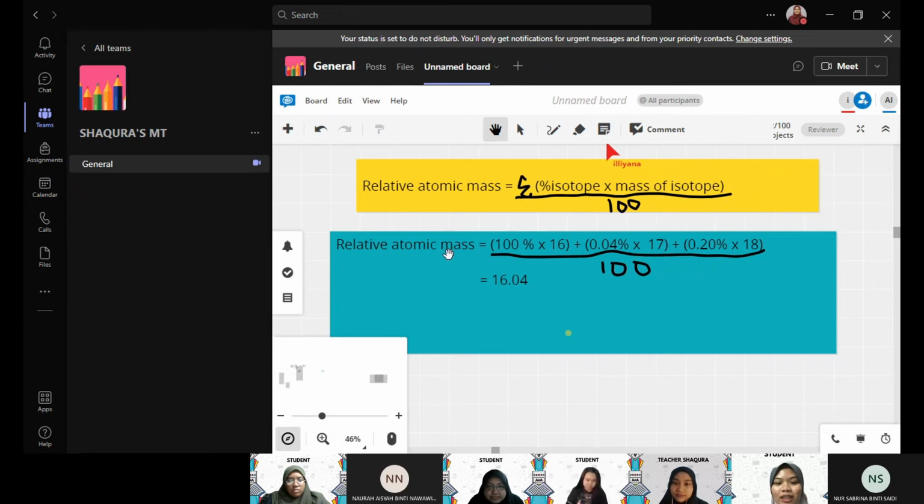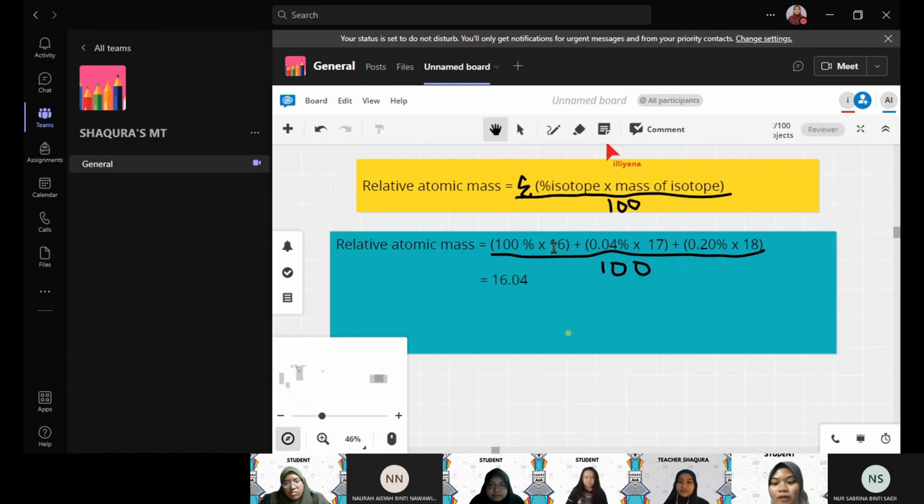The second question is, we are given three carbon isotopes with different abundance and different number of neutrons. So to calculate the relative atomic mass of the isotopes, we need to multiply the percentage of the first carbon, which is 100 times 16.